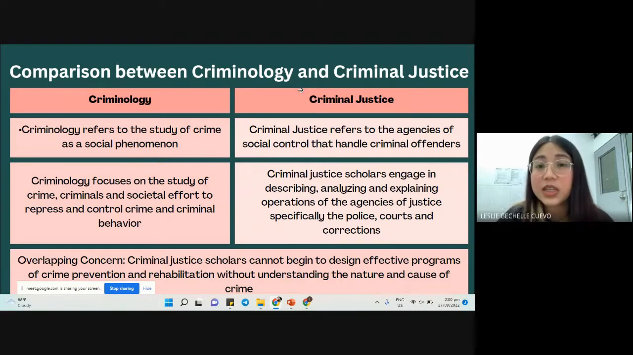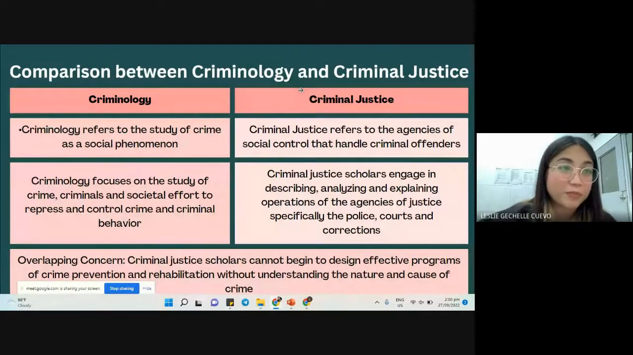Then, there is an overlapping concern between criminology and criminal justice. So criminal justice scholars cannot begin to design effective programs of crime prevention and rehabilitation without understanding the nature and cause of crime.